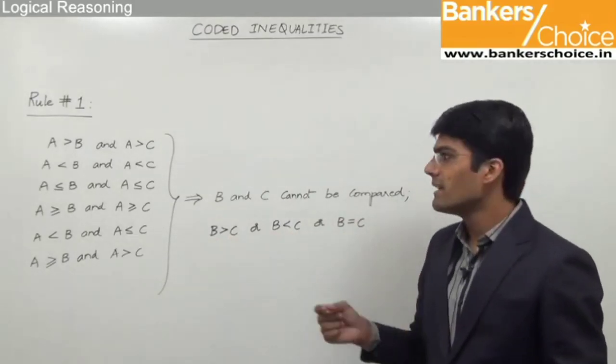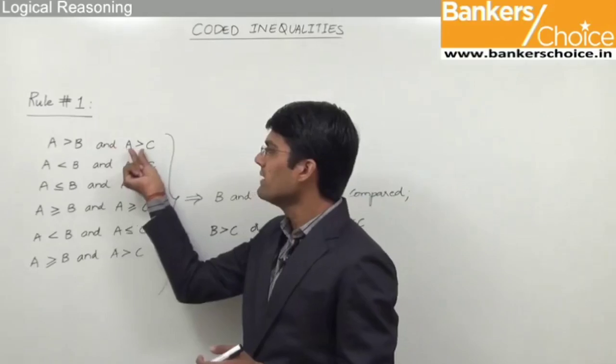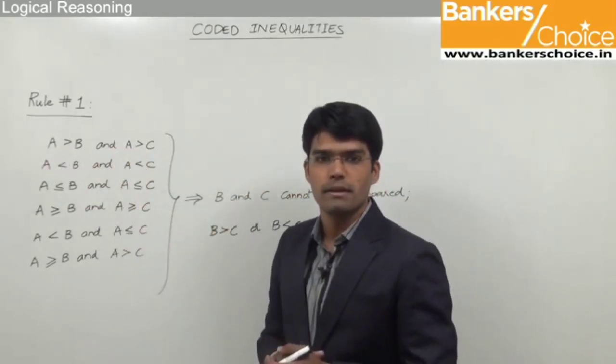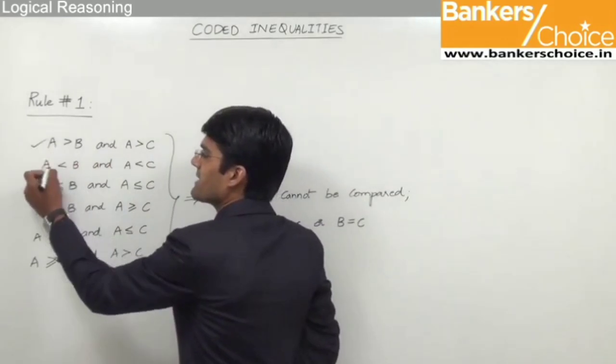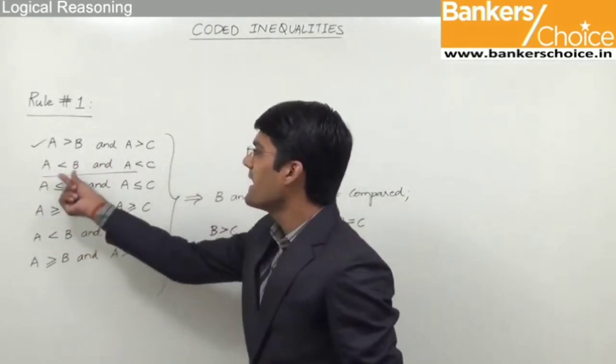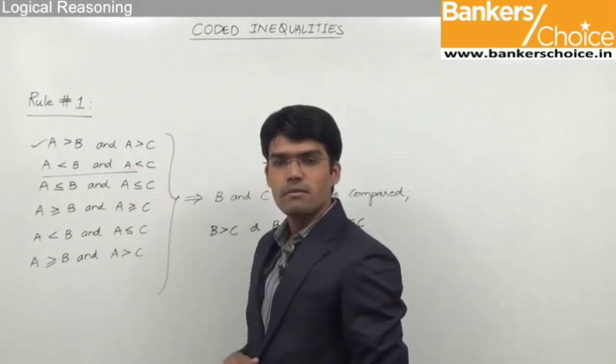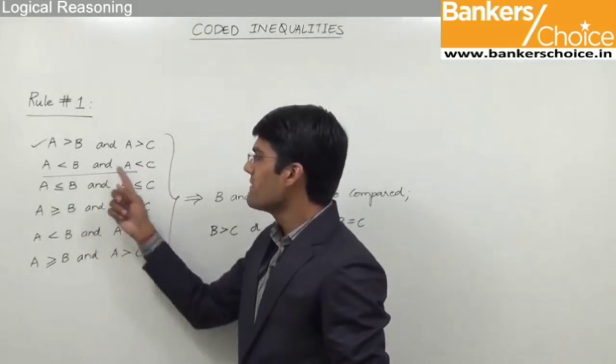So the simple idea here is whenever we find similar inequalities and the same variable on one of the sides, the other two variables cannot be compared. The other such possible cases are this one, that is A less than B and A less than C. Here also you see that there are similar inequalities between the two comparisons and we have the same variable.